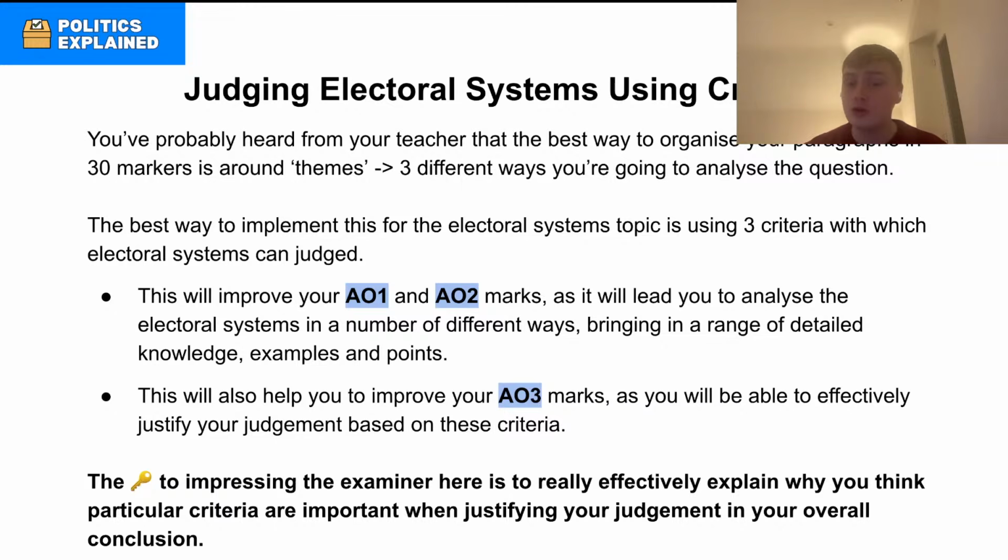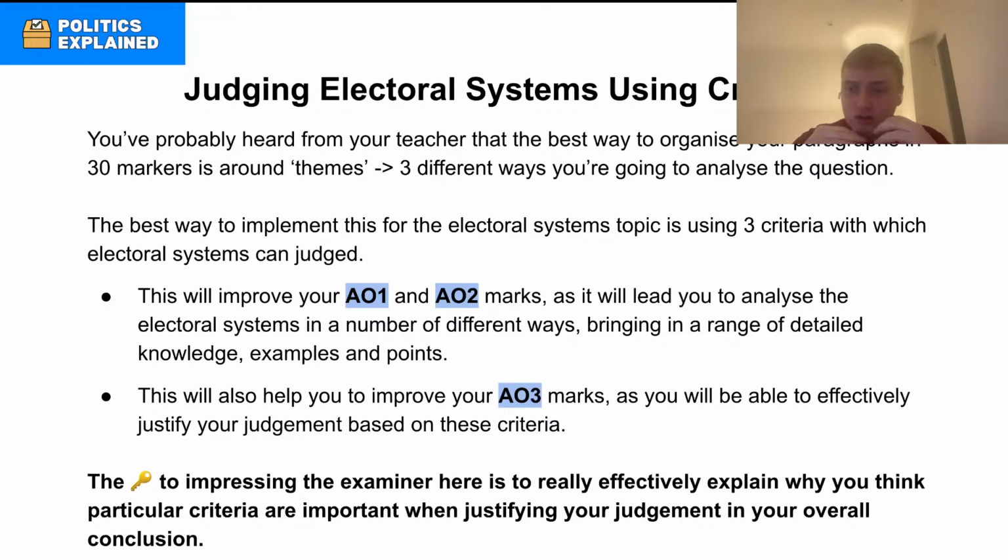But it will also help you to improve your AO3 marks, and we're going to look at these in loads of detail with a really key section near the end of this webinar on A-star tips, as you'll be able to effectively justify your judgment based on these criteria. You could say first past the post shouldn't be replaced. It is the most effective electoral system, because even though it's worse on representation and proportionality, it's more effective in terms of type of government created in particular. And I personally think that type of government created is the most important criteria. Therefore, it should be maintained, and here's why.